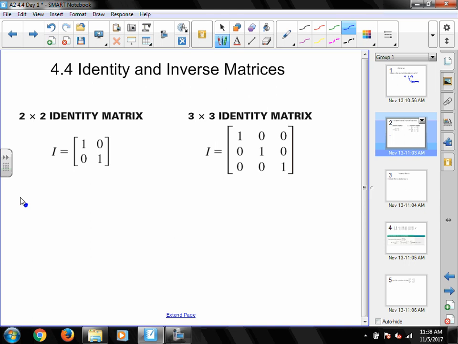So the first thing you're going to notice is that we have 1s on what's called the main diagonal. That main diagonal is from top left to bottom right, where we always start with our determinant, or our multiplication when we find that determinant. So 1s on the main diagonal, you've got 0s everywhere else.